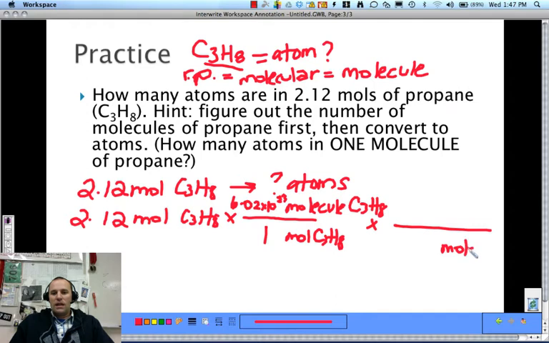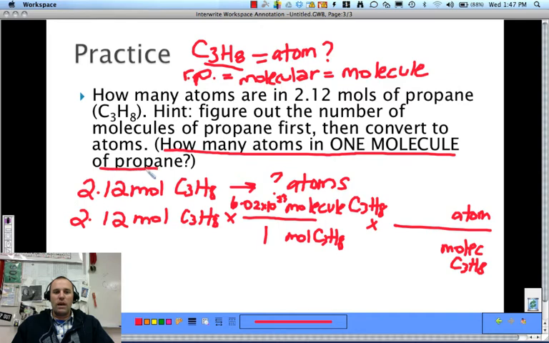This time I need to cancel molecules of propane, and that I can turn into atoms, because if we look at our hint here, how many atoms are there in 1 molecule of propane? Think about it. C3H8. In 1 molecule, there's 8 hydrogens and 3 carbons, which makes a total of 11 atoms in that molecule. So this was kind of a challenge, because you really have to think about what is going on here.